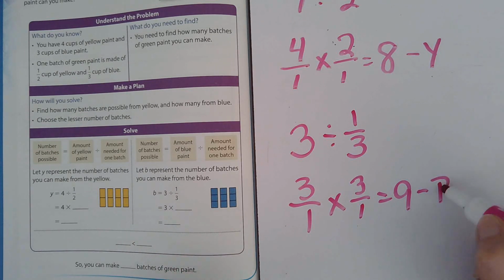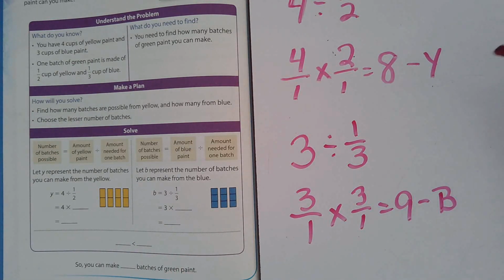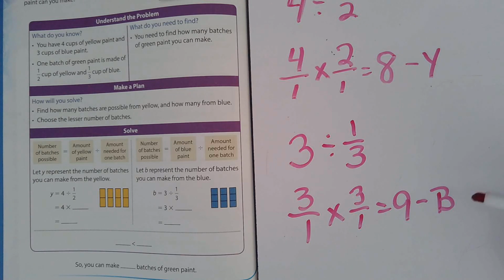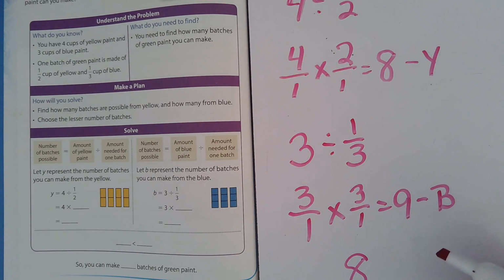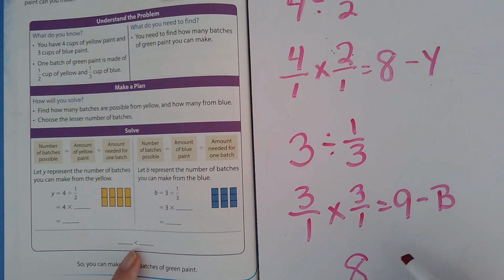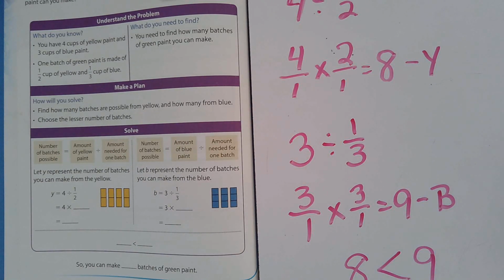And that's blue. So we have enough yellow paint to make 8 batches. We have enough blue paint to make 9 batches. So how many batches of green paint can we make? Only 8, because we don't have enough to make the 9 batches. So you can make 8 batches of green paint, because 8, see right here, is less than 9. So we can only make 8 batches of green paint.